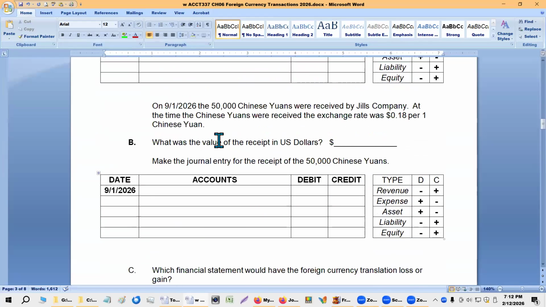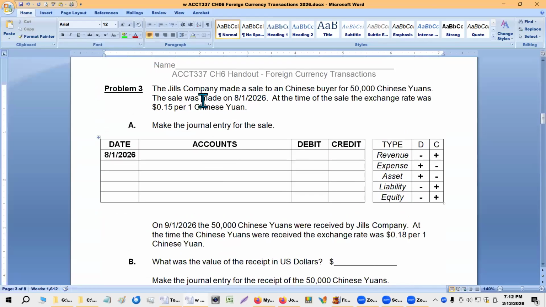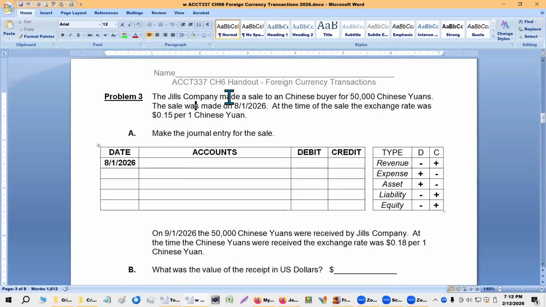Anything different on this one? Go ahead and see if you can do this one. I'll give you a minute. Instead of talking over it, I'll let you guys work through it too. Similar to what we just had, this again is they're making a sale, so we're selling to somebody else. And we're gonna have 50,000 yuan. And this is the exchange rate, what the exchange rate for the yuan is now.